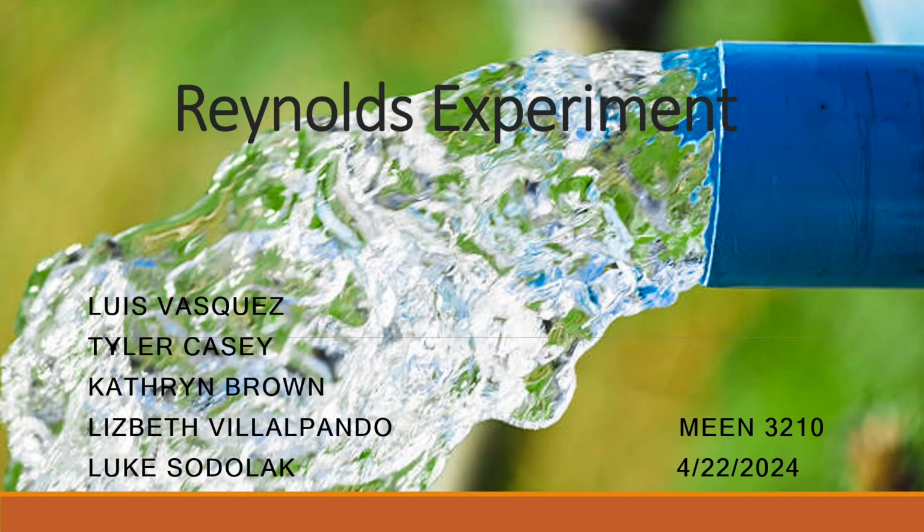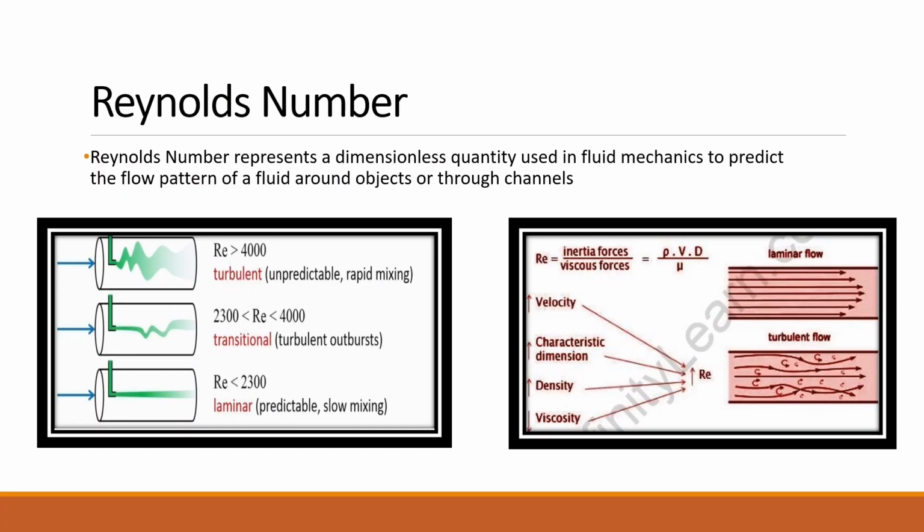Welcome everyone, my name is Tyler Casey and today we'll be going over my group's iteration of the Reynolds experiment. Before we get to the experiment, we're going to discuss the different types of flows and their corresponding Reynolds number.